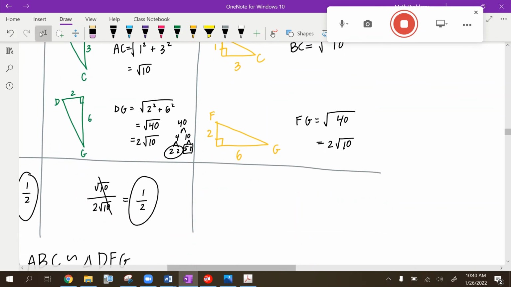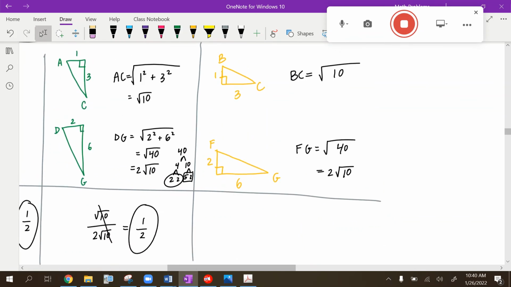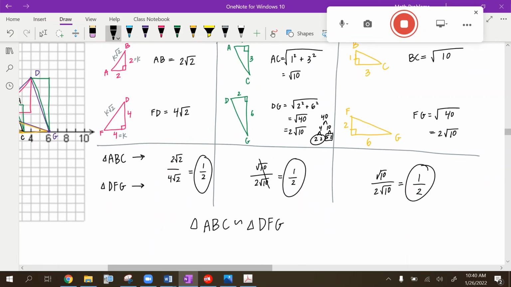So obviously, since AC, BC, and then DG and FG are the same, when I do this ratio, square root 10 over 2 square root 10, I'm going to get the same proportion, 1/2. Since all 3 sides have the same proportion of 1/2, I can say these triangles are similar by side, side, side similarity.